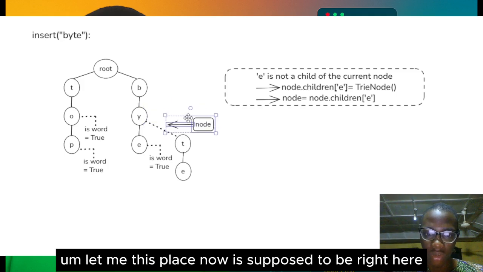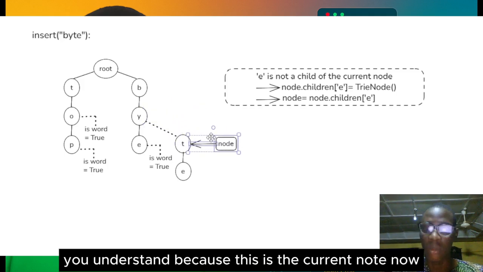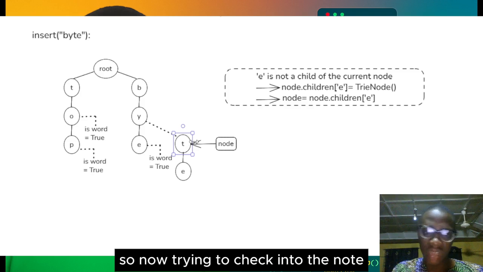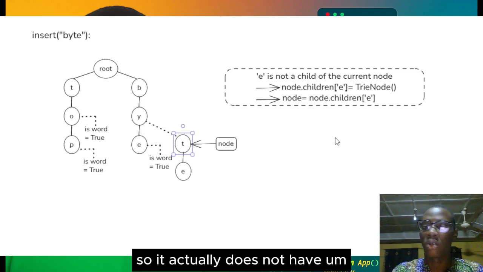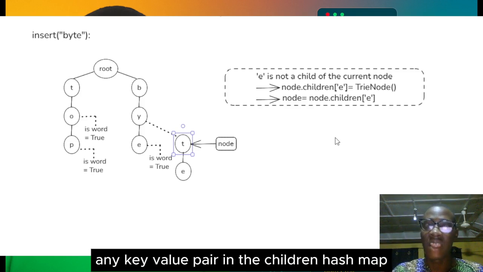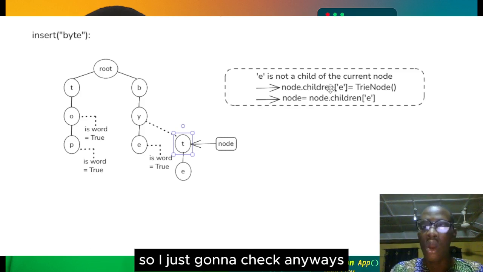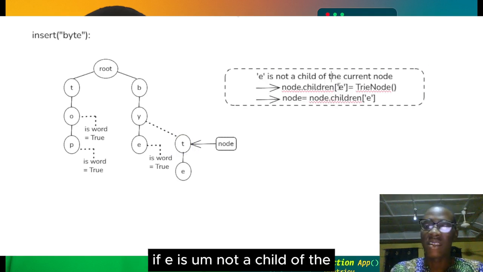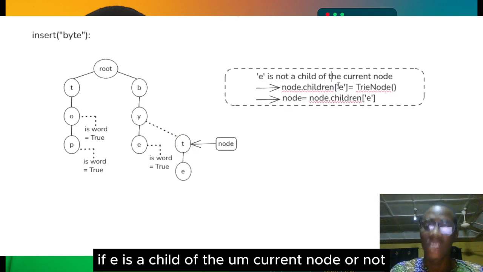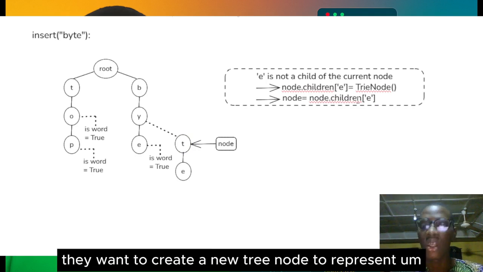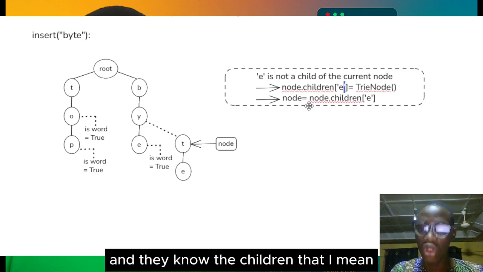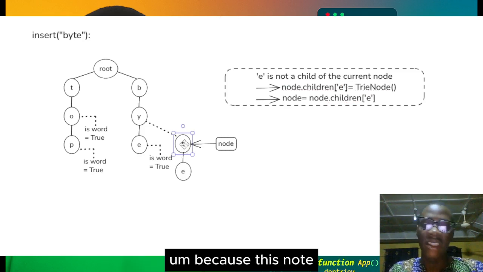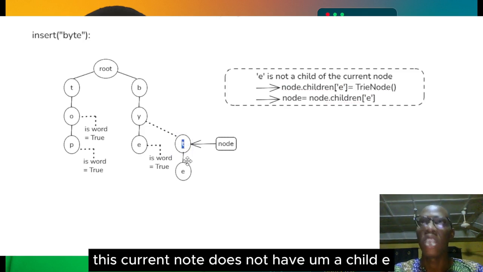This place is supposed to be right here, you understand, because it's the current node now. Now, checking into the node T, which is a newly created node, it does not have any key-value pair in the children hash map. We are just going to check anyway whether E is a child of the current node or not. If it is not, then we create a new tree node to be the value for the key E in node.children, because this current node does not have a child E.